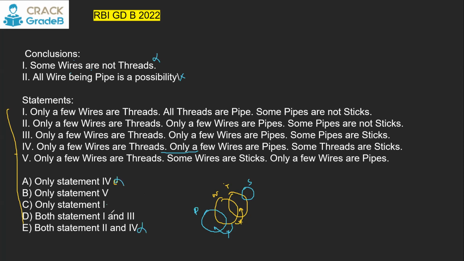Now we have to go for 1. Only few wires are thread. So entire wires can't go inside the thread. All threads are pipes. Some pipes are not sticks.